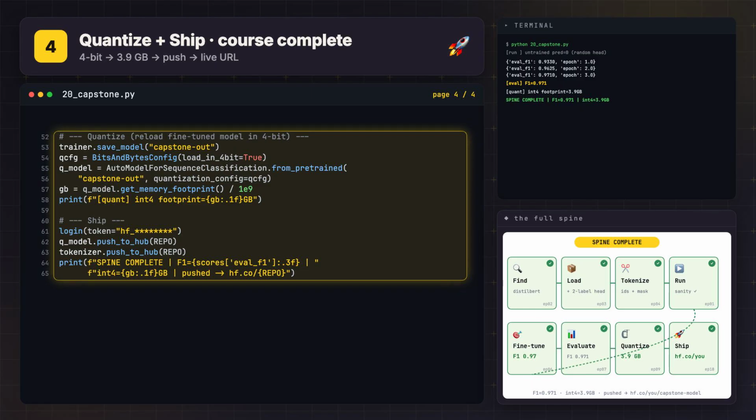And that's the whole thing. Find, load, tokenize, run, fine-tune, evaluate, quantize, ship. The complete Hugging Face spine end-to-end on one model. You can now find, fine-tune, and ship any model on the hub. Course complete.